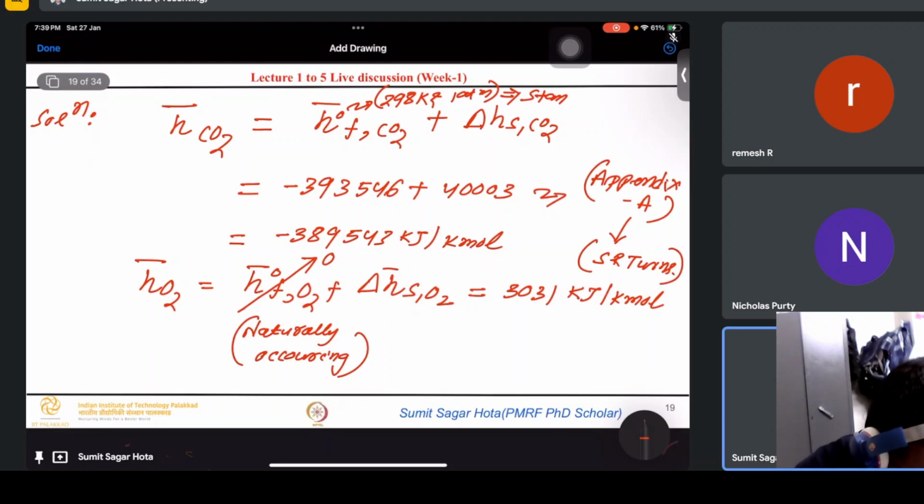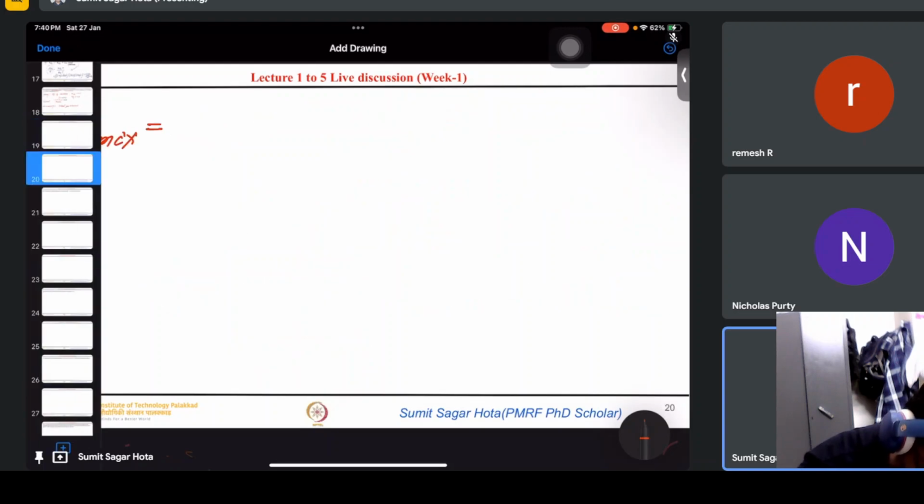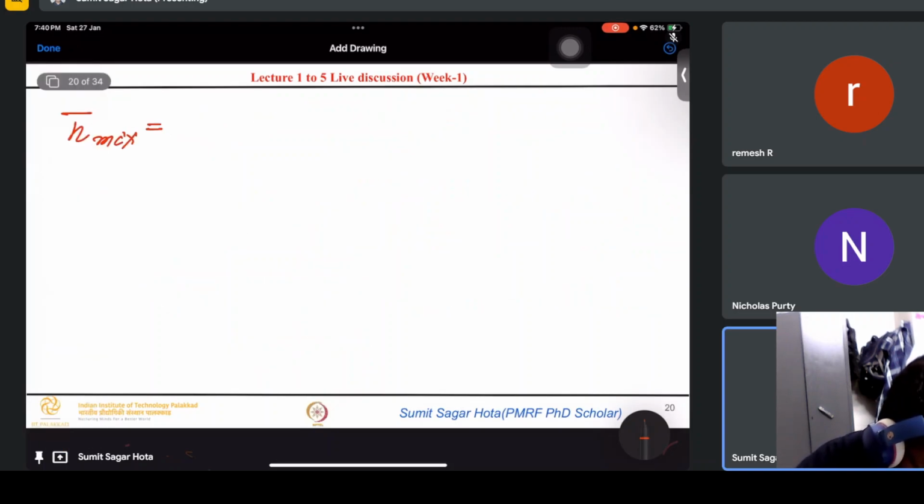For example, if your question mentions 300 Kelvin and 1 bar, then you have to take 1 bar, because 1 bar and 1 atm are not the same. 1 atm is equal to 1.01325 bar. A slight change in the value leads to a bigger error in your final answer. Don't do that. Whatever standard state is given in your question, use that to calculate the standardized enthalpy of the mixture.